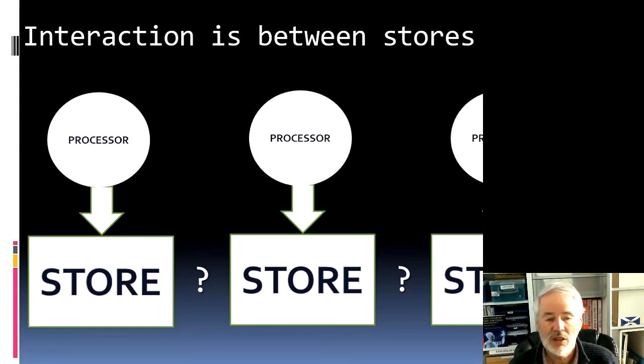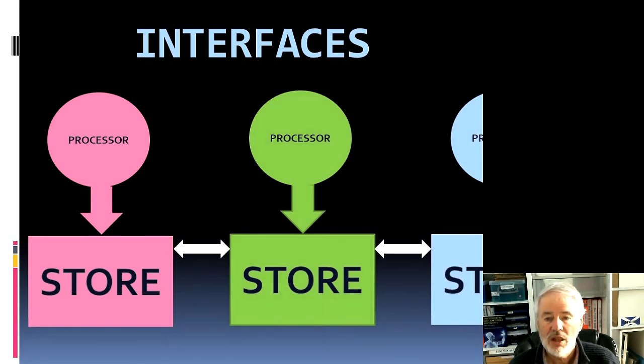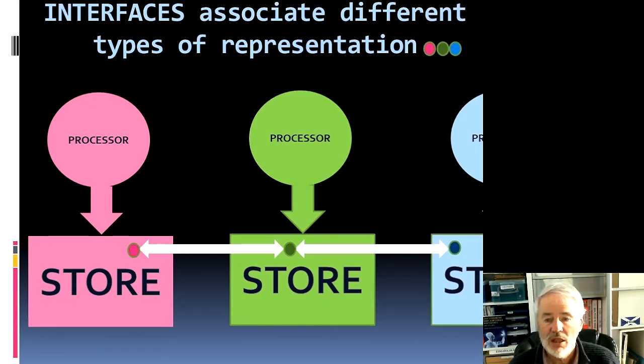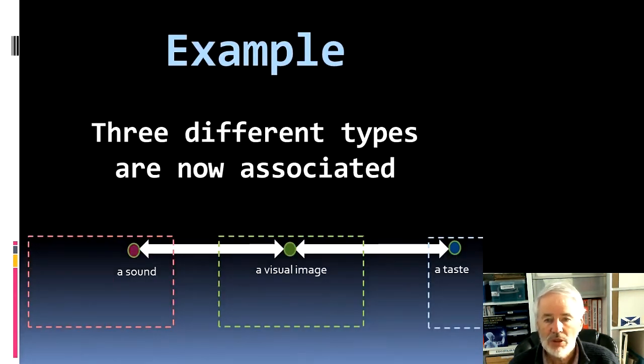So processors and stores are viewed as separate entities, but they are connected by interfaces. And what is the result of this is that particular representations of different types can be associated in this way. For example, we've got here three different systems. We've got an auditory system on your left, in the middle we've got a visual system, and on the right we've got a gustatory system.